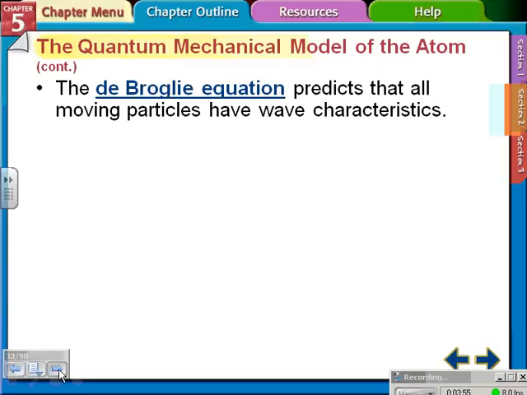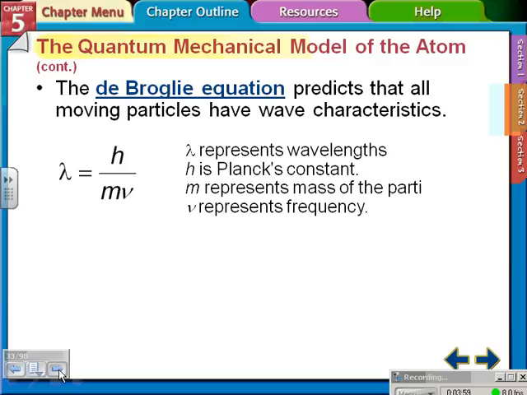And the de Broglie equation that he came up with predicts all these characteristics of these moving wave particles around the nucleus. Again, we're not going to focus on this equation here, and you're not going to have to do any calculations with it. But again, this symbol represents wavelength. h is Planck's constant, so that's coming into play here. m is representing the mass of the particle, and v is representing the velocity. I'm sorry, not velocity, the frequency.